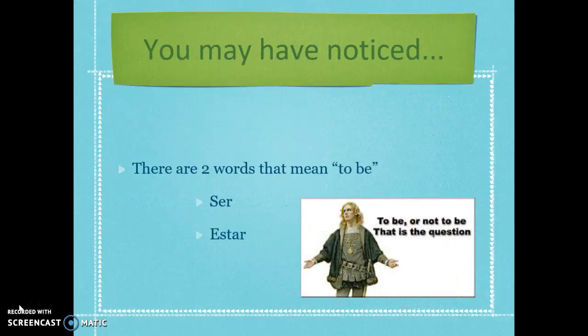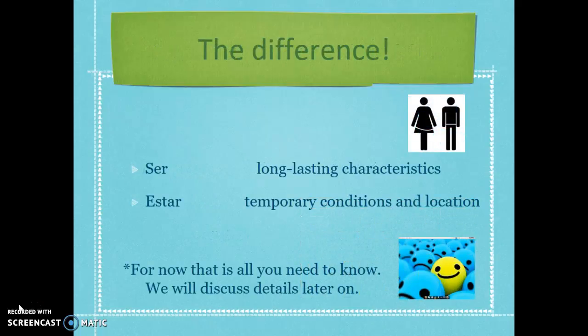Again, if you've noticed, there are 2 words that mean to be. We've already learned one of them, ser. Ser means to be, but also estar means to be. I don't want you to be tripped up with that. For now, all you need to know is that ser refers to long-lasting characteristics, whereas estar refers to temporary conditions and or location. So that's all I want you to know in regards to the differences between the 2 for now. Later on, you are going to learn in more detail when to use each one. But for now, just know that ser refers to long-lasting characteristics and estar refers to temporary conditions and or location. Okay?